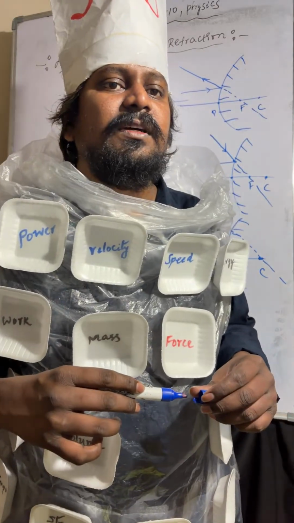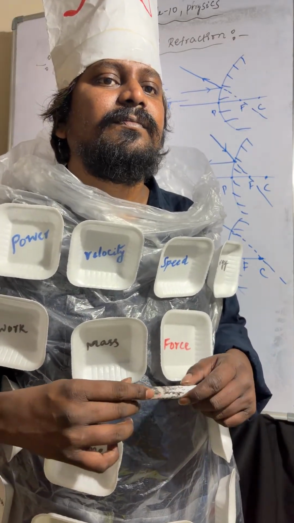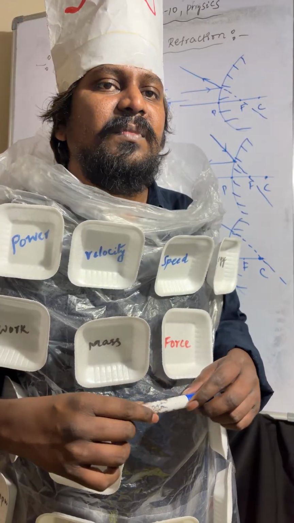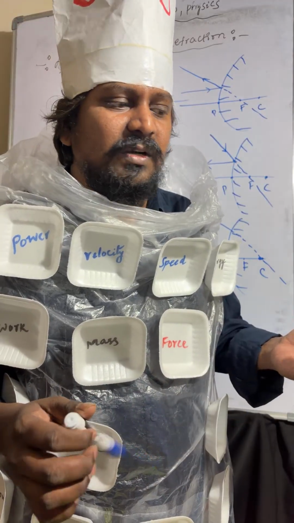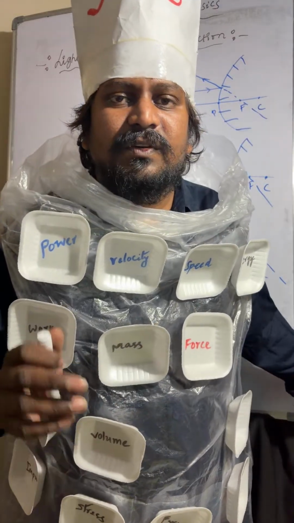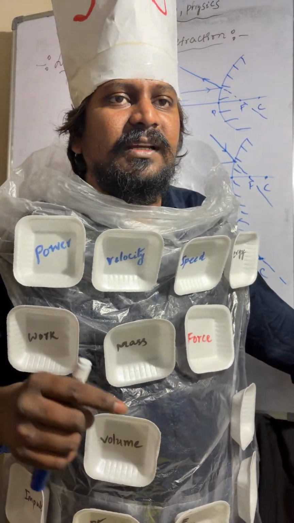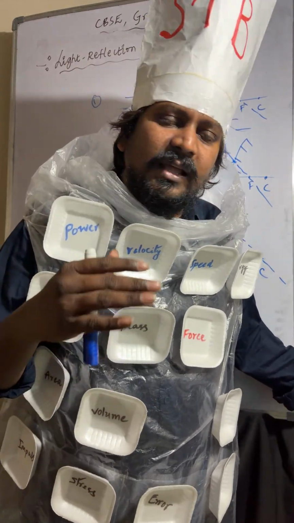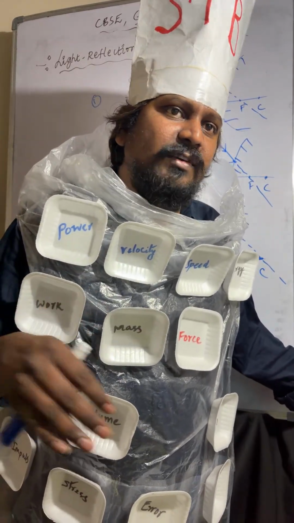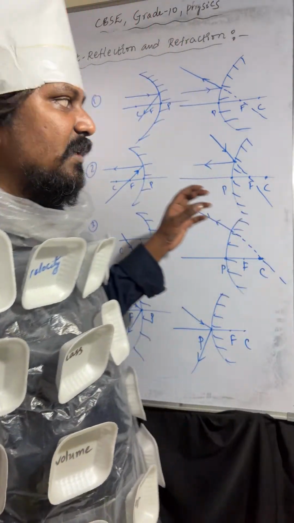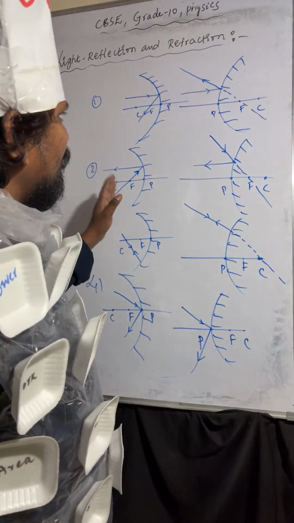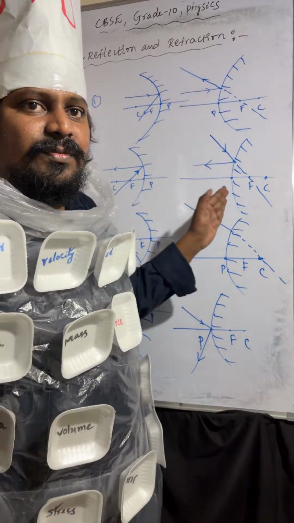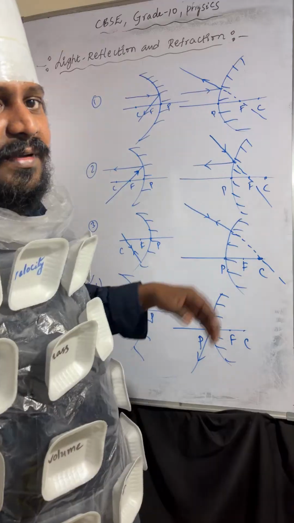So here you can observe, light rays coming from infinity, after reflection pass through focus. Light rays passing through focus, after reflection move towards infinity. Light rays passing through center of curvature retrace their original path. Light rays incident at the pole reflect back. So these are the ray rules of concave mirror and convex mirror. This is the concave mirror and this one is a convex mirror. I hope it is very clear.